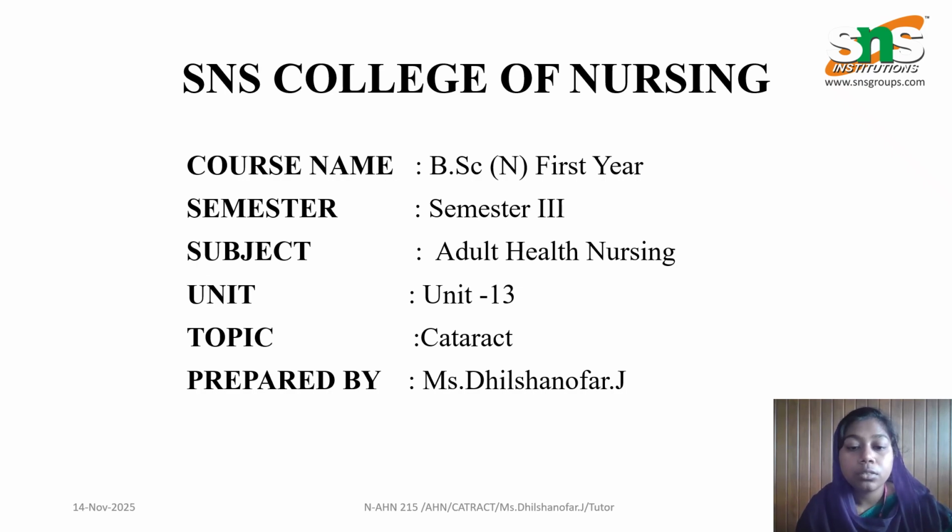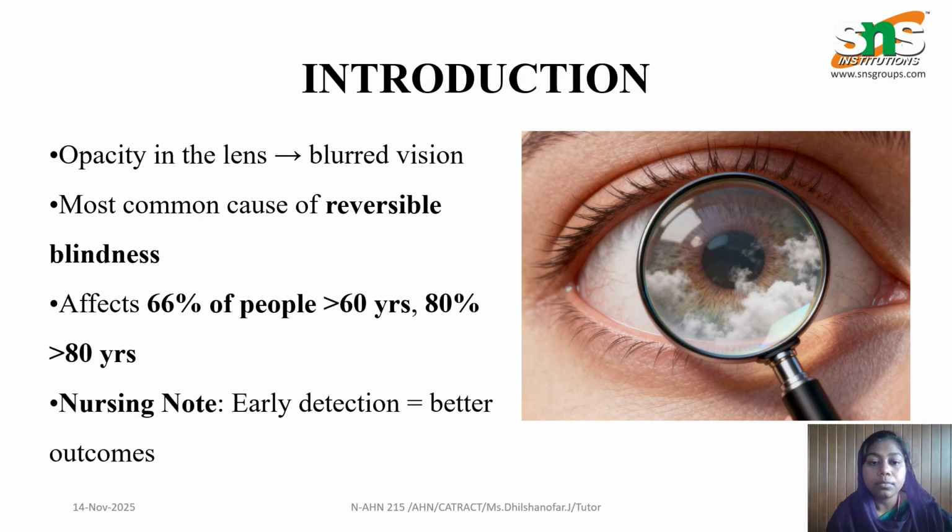In this video, today we are going to see about the disease condition called cataract. Cataract is opacity in the lens or blurred vision. This is the most common cause of reversible blindness. Reversible blindness is nothing but we can cure this. Overall, people are getting affected by this cataract. 60% of people above 60 years are getting affected and 80% of people above 80 years are getting affected. If we detect this condition earlier, there is a lot of possibility to cure this disease.